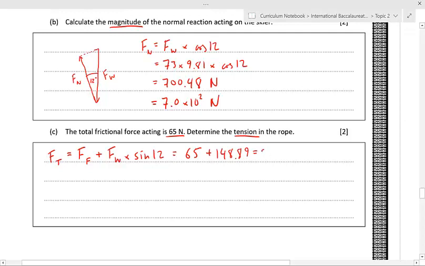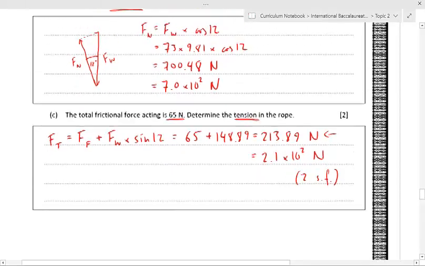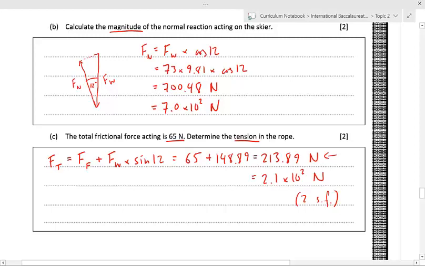So that is 213.89 newtons, which is to two significant figures 2.1 times 10 to the 2 newtons. I recommend always writing, when you're rounding like this, the unrounded number first, just to show that all your working is correct. A number of you didn't show any working at all, which is very risky, because if you don't get the right answer, then you can't get any credit for that question at all.